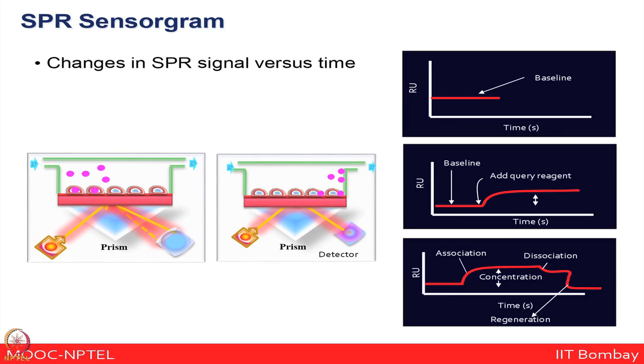And then you want to utilize the same chip for further experiments, and that can be done after regeneration, when you can use some mild acids to strip off your binding. So, the change in the SPR signal versus time is known as the SPR sensorgram. It shows you the binding activity and provides information for the on rate, off rate or the KD values of a given interaction.